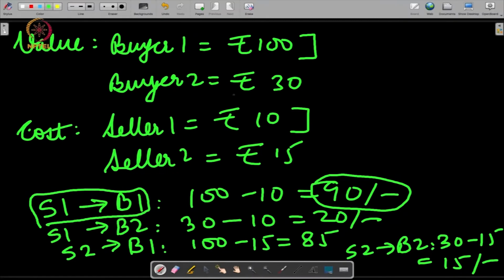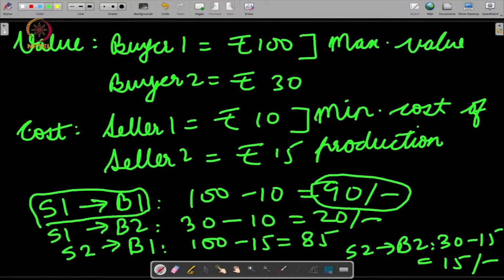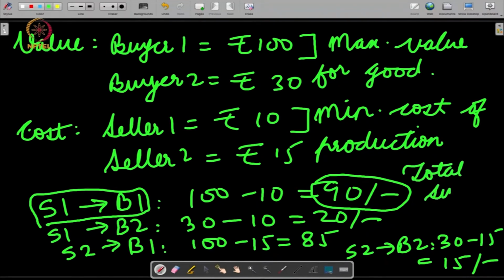Now in this case, seller 1 is the one with the minimum cost of production, and buyer 1 is the one that has the maximum value for the good. So in this situation, the total surplus of the buyer and the seller together is maximized to 90 rupees. In other cases, the total surplus is just 20 rupees or 85 rupees or 15 rupees.